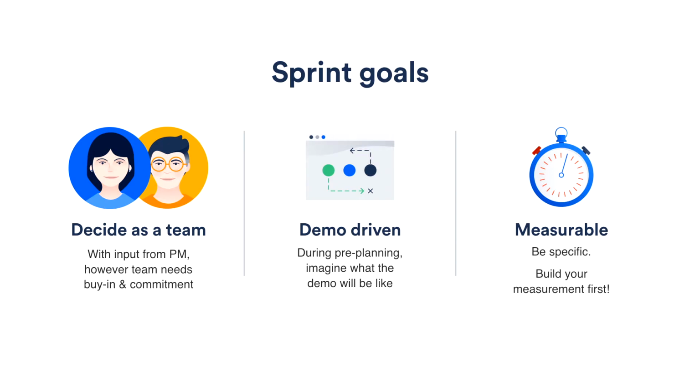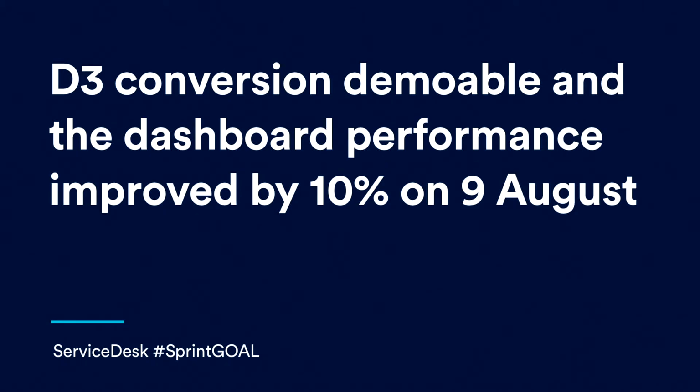There's lots of input from lots of different people as to what could go into the sprint goals, but ultimately the team has to decide. So PM tries to influence it and totally should, but it's up to the team eventually to make that commitment and say, yes, this is what we're going to demo, this is what we're going to commit to, this is our sprint goal. But it's also very important for that team that it is measurable.